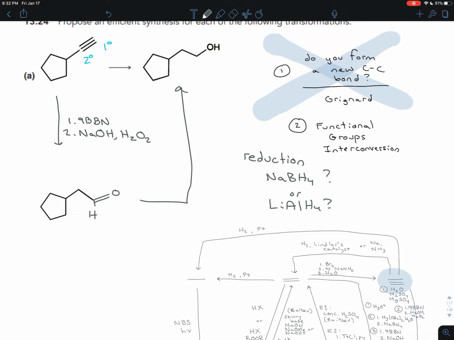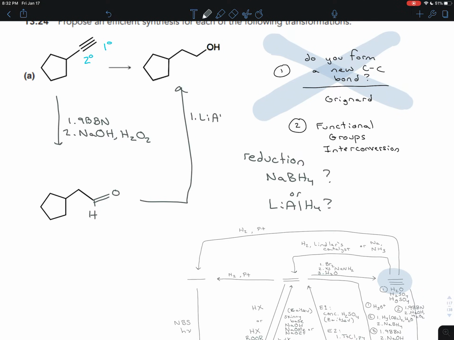The one exception is if there are also carboxylic acids or esters that you do not want to change. In that case, you would use sodium borohydride. So you can reduce aldehydes or ketones without changing carboxylic acids or esters. So here you use lithium aluminum hydride. Well, let's use that just for argument's sake.